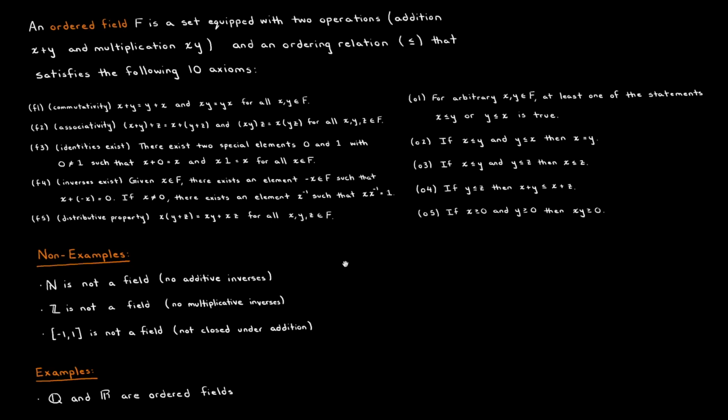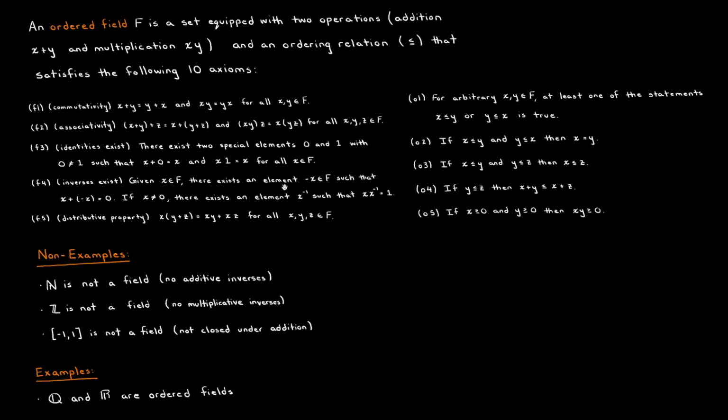Next, I would like to look at some non-examples and examples of ordered fields. So for some non-examples, the set of natural numbers is not a field. Why not? Because it does not satisfy the additive inverses. So axiom F4 is not satisfied. So if I have, for example, the number 17, it is a natural number, but it has no additive inverse, right? There does not exist a -17 in the field, so that when I add them together, I get 0. So therefore, the set of natural numbers does not form a field. It does not form an ordered field.